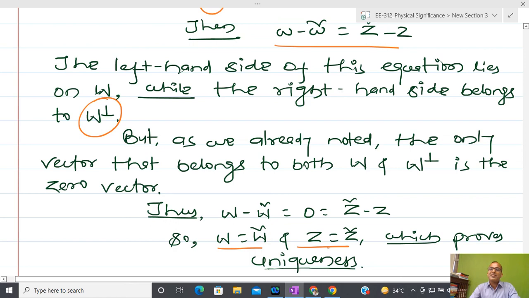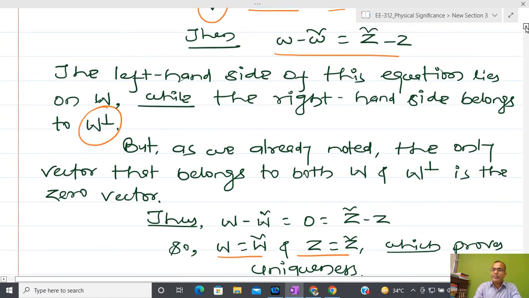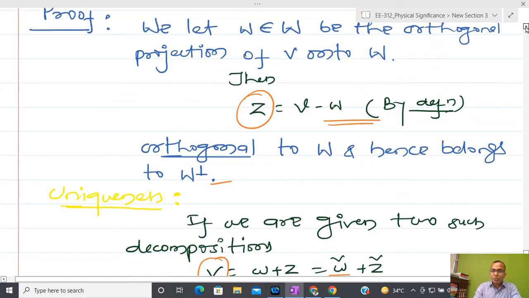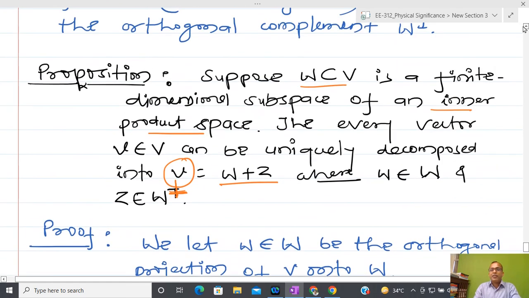Okay, so what the last result is telling is that suppose you have a subspace of a vector space, then it is possible to express any vector in terms of that subspace and its orthogonal projection. Okay, so in this way one can do it.